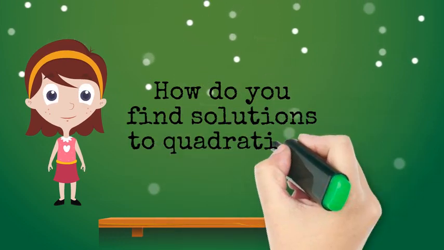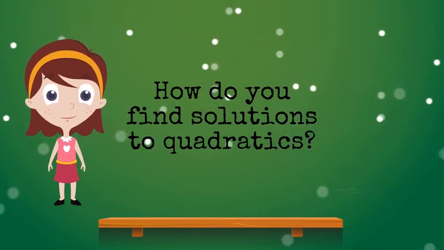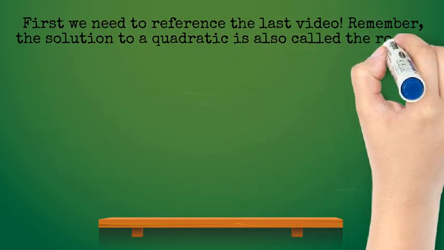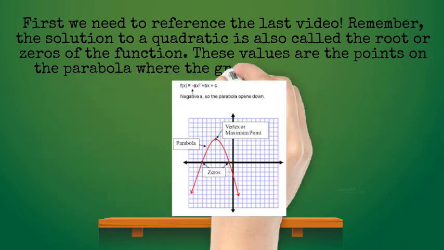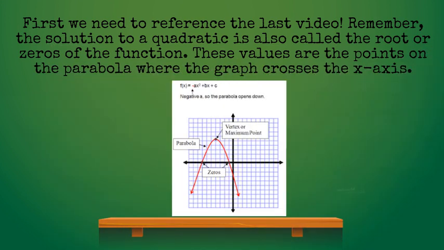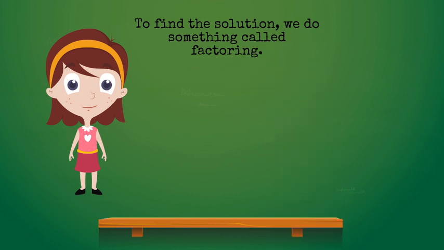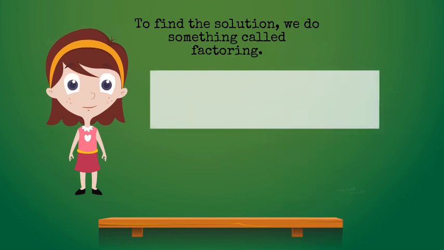Hey there, so now we're moving on to how to find solutions to quadratics. We need to reference the last video to remind us of the definition of a quadratic solution. Remember roots, zeros, x-intercepts? Those are the solutions of a quadratic, all talking about the same thing. To find the solution, we factor the quadratic ax squared plus bx plus c. You're probably asking yourself, well, how do we factor?